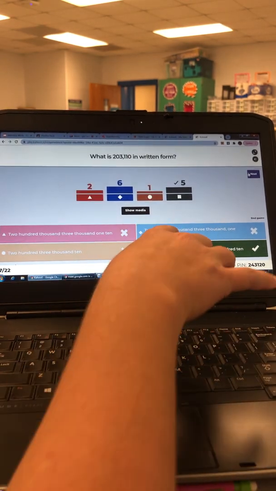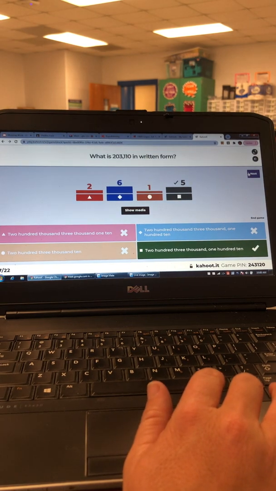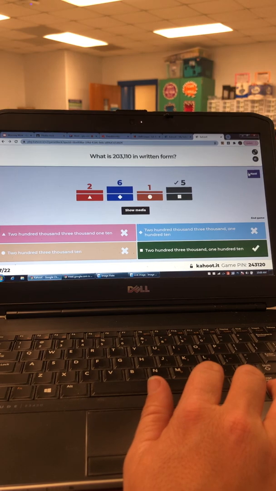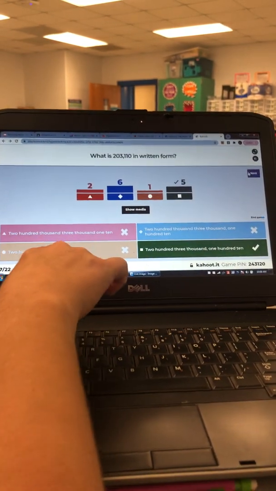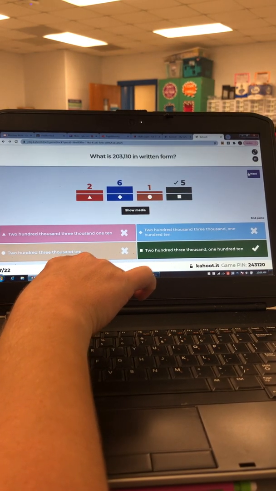203,110. It is not the blue one because that says 200,000, 3,110. You gotta read your choices. The red one, 200,000, 3,110. Nope.